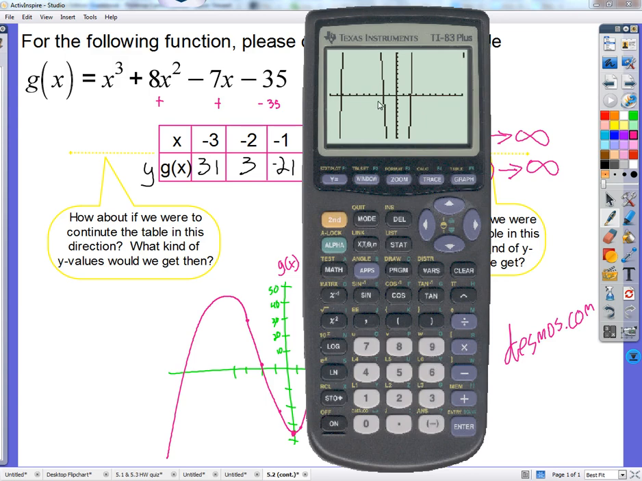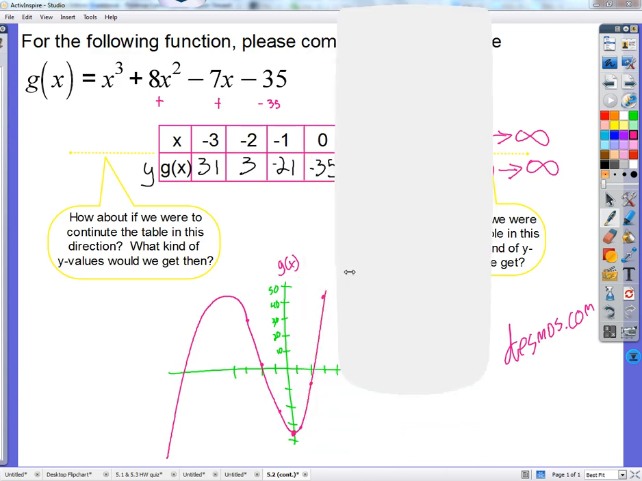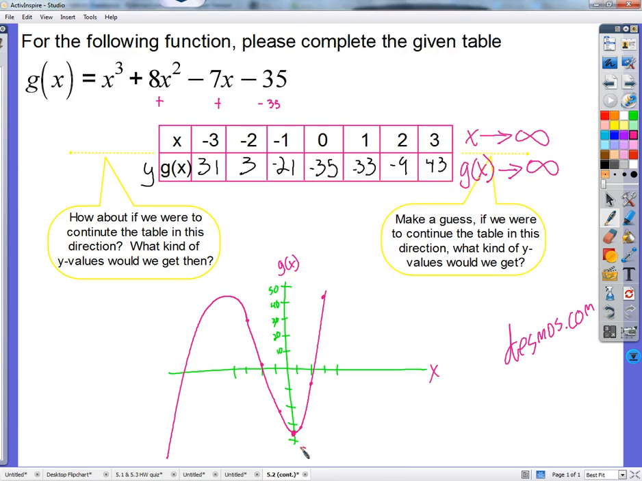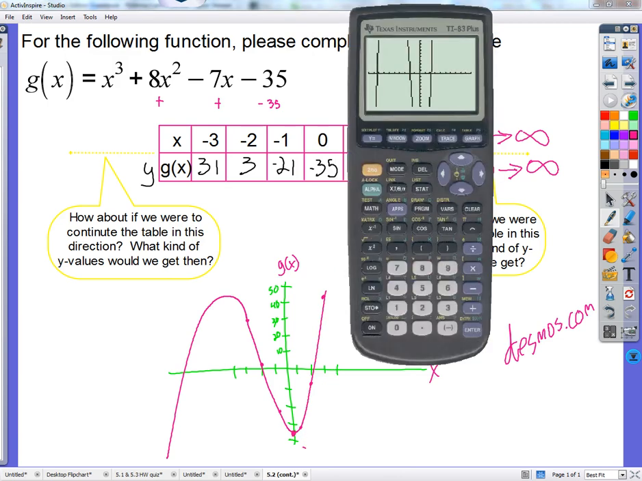Ooh, you can see the y scale is so small. It's not as big as ours. Ours goes up to 50 and down to negative 40, and this only goes up to 10 and down to negative 10. So we'd have to switch that. That's not really what we care too much about right now. But you can see, if we could go up there, we would see it coming down, going back up, just like we're theorizing. Okay?